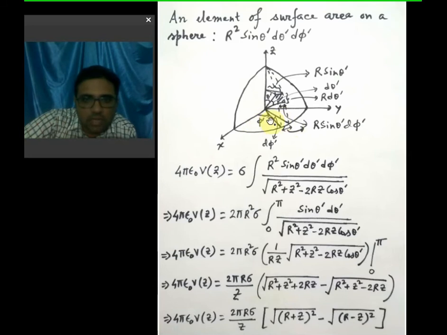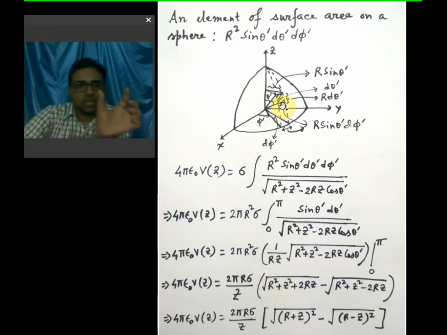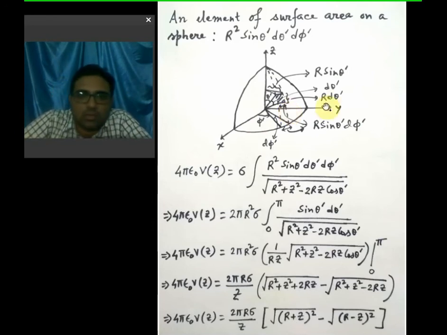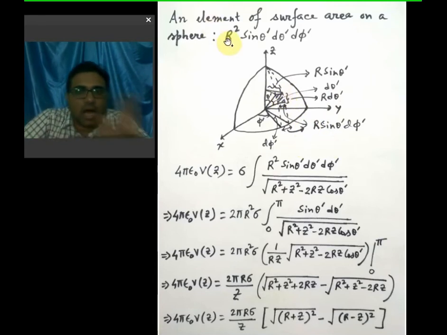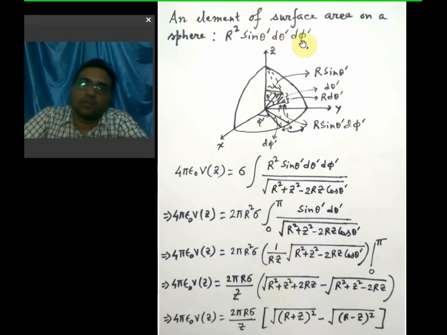Now in the xy plane, this is the phi prime angle. So this small angle will be d phi prime. So in that case this length will be r sin theta prime d phi prime. So this length is r sin theta prime d phi prime, and this we got r d theta prime. So this is a small rectangular shape. So what will be the form? This will be r d theta prime into r sin theta prime d phi prime. So we get this form, r square sin theta prime d theta prime d phi prime.